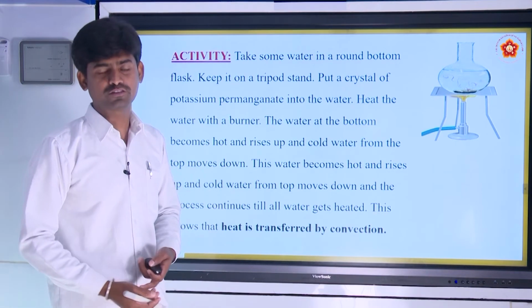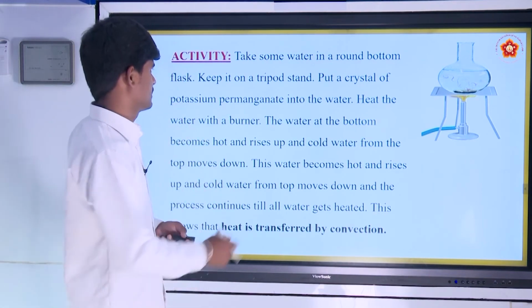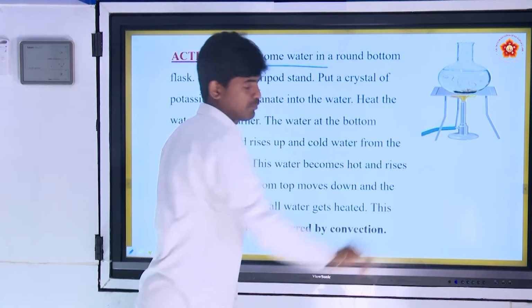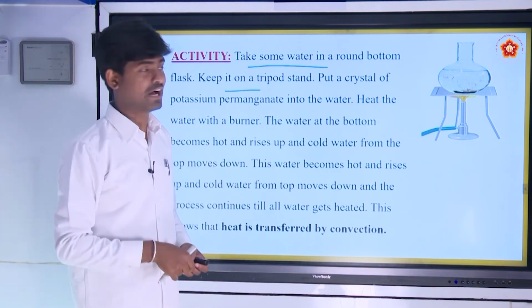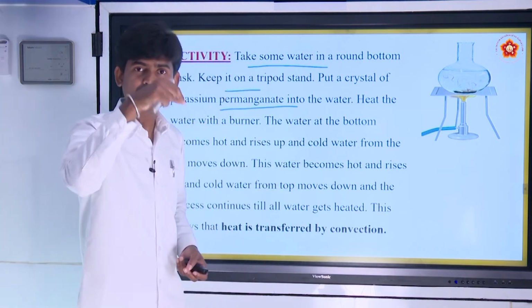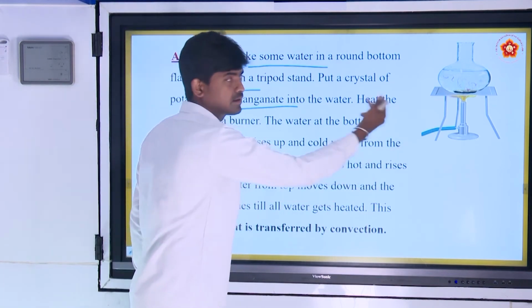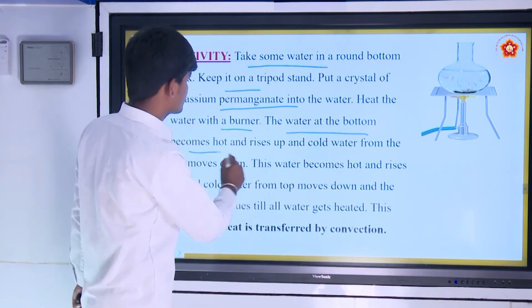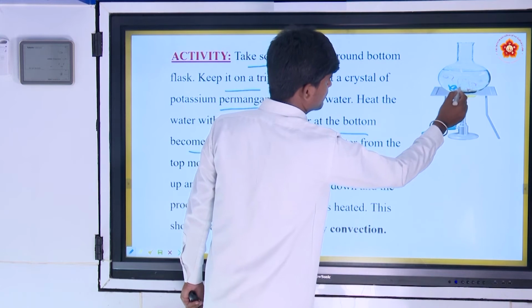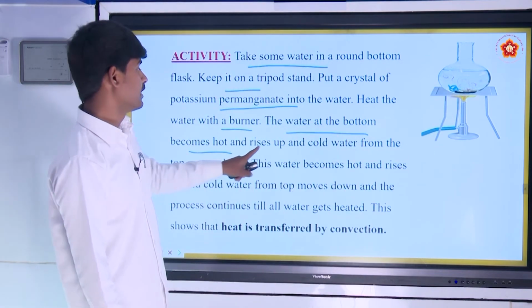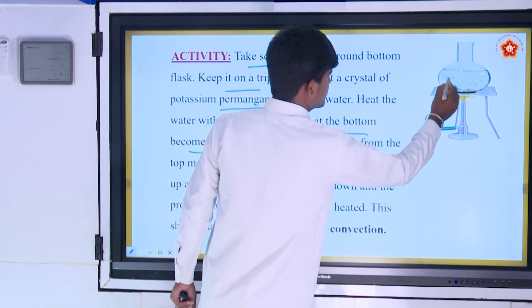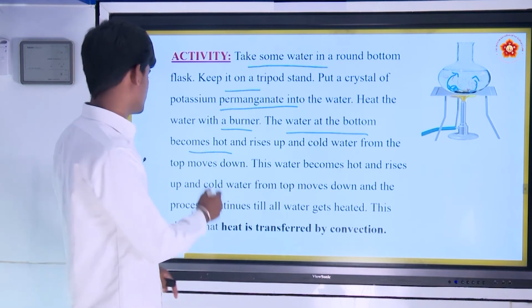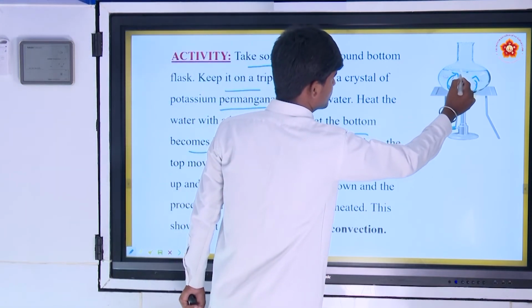Here is an activity to understand the process of convection. First, take some water in a round bottom flask. Keep it on a tripod stand and put a crystal of potassium permanganate into that water. Heat the water with the help of the burner. The water at the bottom becomes very hot and rises up. The hot water rises up, and cold water from the top moves down.